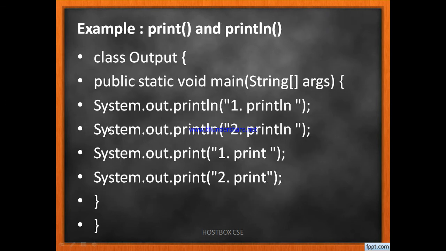Now an example program called output demo. We are giving system.out.println, then system.out.print and so on. Whenever you execute the program, with println the cursor moves to the next line, and you can easily check it. And print just prints the words we give.